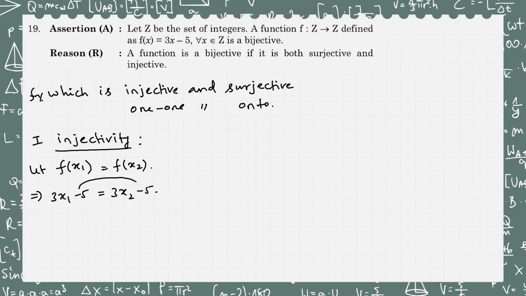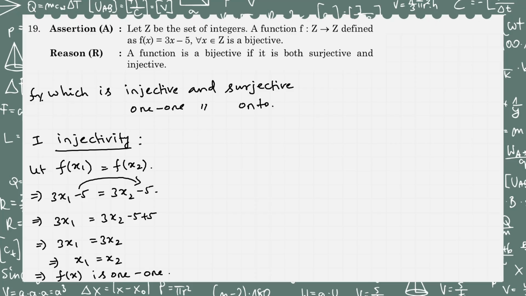So taking this minus 5 to the other side, we have 3x1 equal to 3x2 minus 5 plus 5. These two will cancel each other. So we get 3x1 equal to 3x2. So this will imply x1 equal to x2 by cancelling 3 on both sides. See, we started with f of x1 equal to f of x2 and we arrived at x1 equal to x2. That implies f of x is one-to-one or injective. No doubt about that. Now we need to check the onto nature of the function.